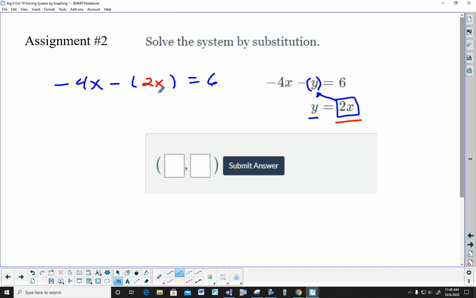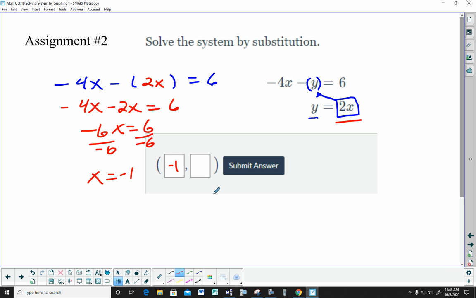Now, y with parentheses, we'll get more to that in a minute. Minus 4x minus 2x is equal to 6. That's minus 6x is equal to 6. Divide by negative 6, and you get x is equal to negative 1. So if x is negative 1, fill in the negative 1. 2 times negative 1, y is equal to negative 2.